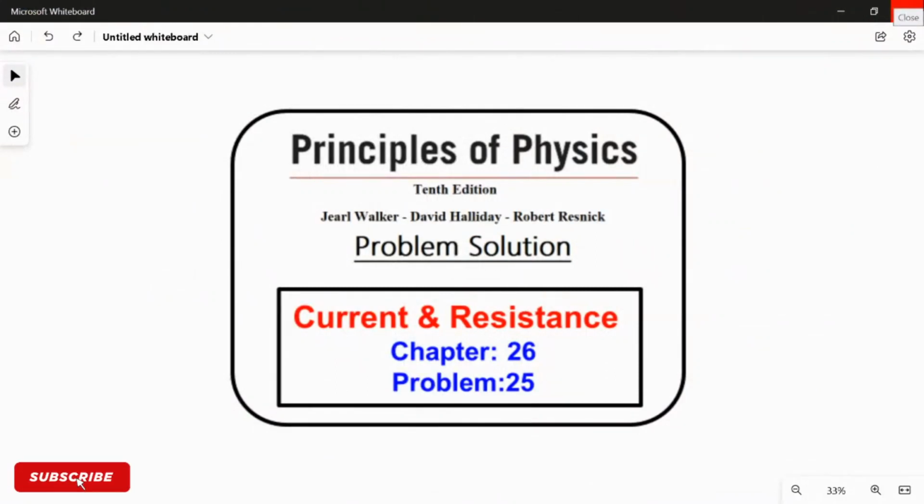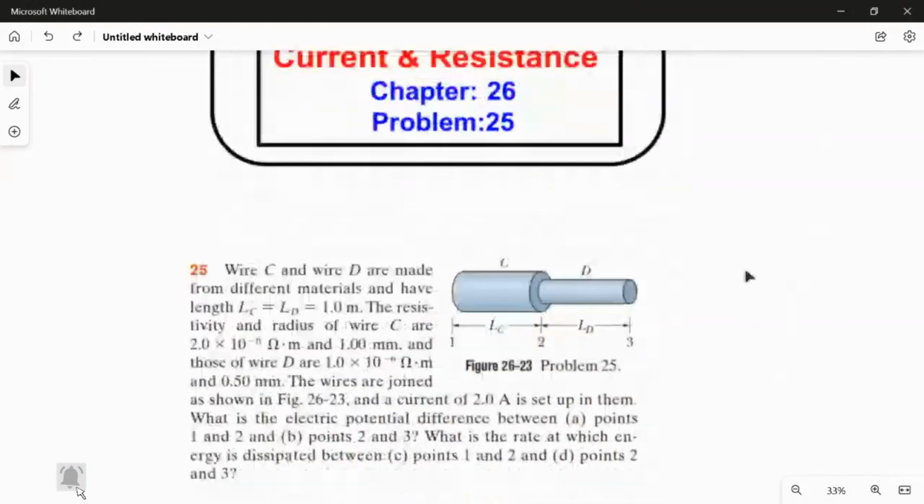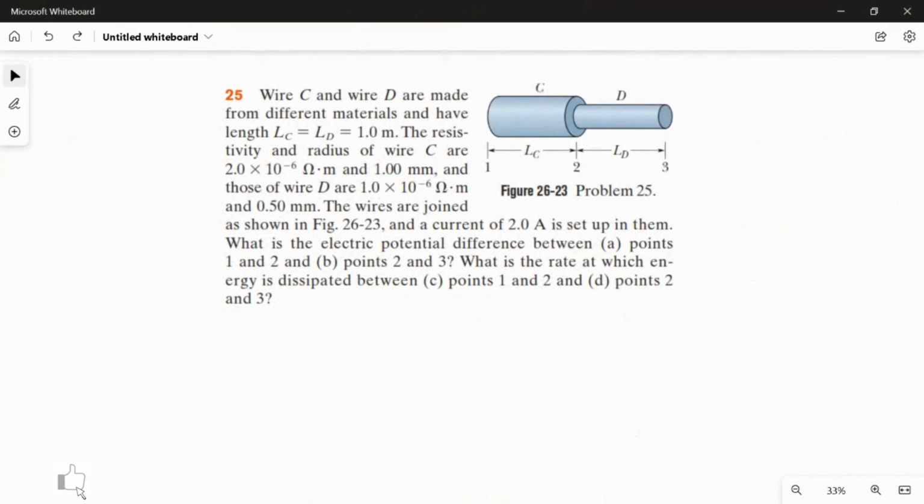In this video, I am going to solve problem 25 from chapter 26. Wire C and wire D are made from different materials and have length LC equal to LD equal to 1 meter. The resistivity and the radius of wire C are 2 multiply 10 power minus 6 ohm meter and 1 millimeter, and those of wire D are 1 multiply 10 power minus 6 ohm meter and 0.5 millimeter. The wires are joined as shown in the figure, and a current of 2 ampere is set up in them.